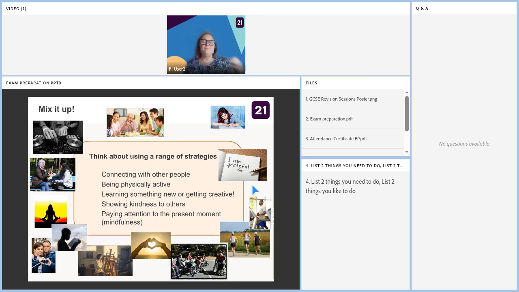So think about mixing it up, using a range of strategies, maybe revising with other people and connecting with other people, being physically active. So going out, walking, as Mo said, a 7-mile walk. I like walking. I like yoga. So showing kindness to others, learning something new, being creative. We probably have some artists in here, some great artists. Somebody said doodling earlier. So maybe taking that doodle a bit further, paying attention to that present moment, that mindfulness moment.